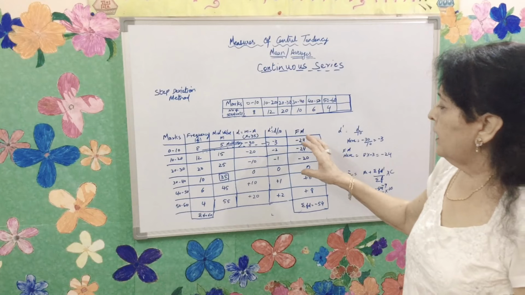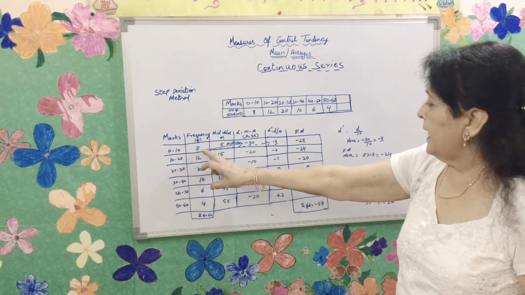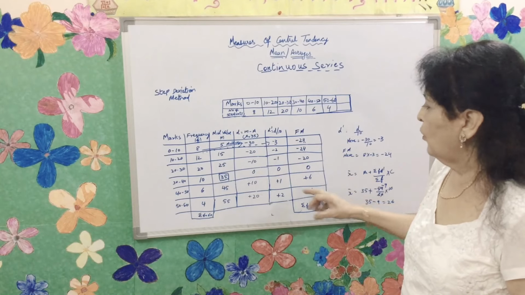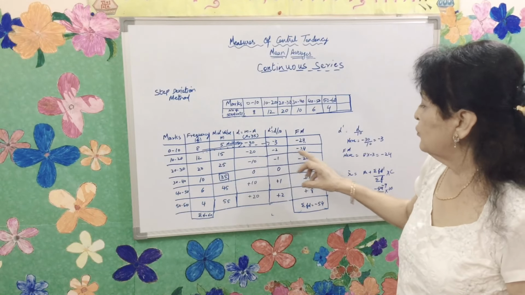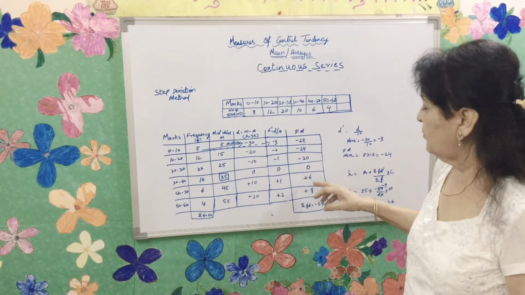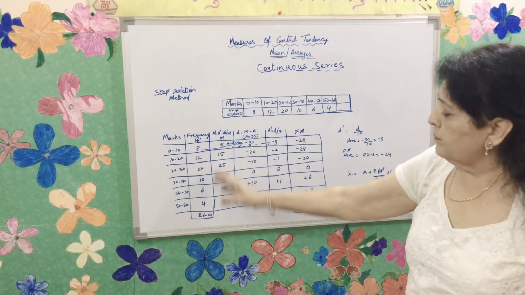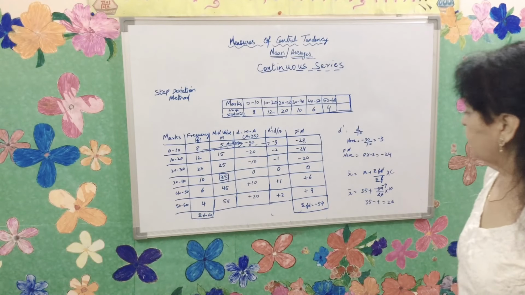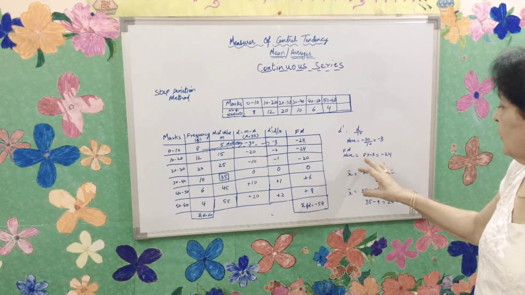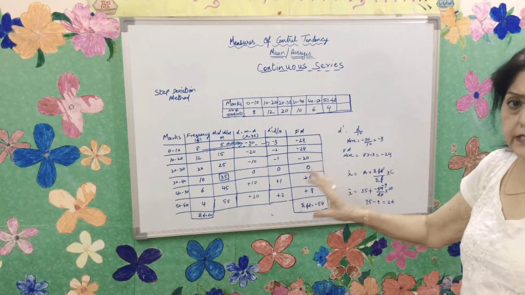And then we take out fD dash, frequency times D dash. We multiply frequency 8 with minus 3, we get minus 24, and 12 multiplied by minus 2 is minus 24, and so on we get minus 20, 0, plus 6, plus 8. So sigma fD dash is equal to minus 54, sigma f is equal to 60. How we got minus 24, I have just explained to you.